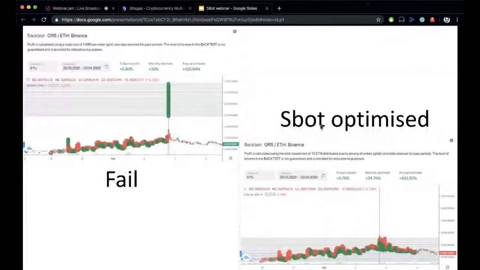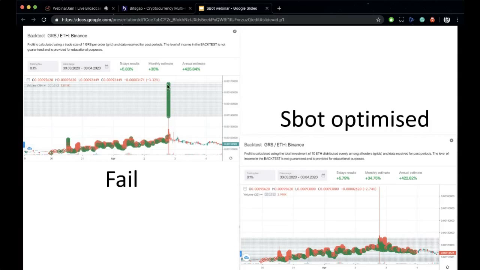So that's the idea. Another key feature of the SBot is that its algorithm is designed to avoid pumps and dumps. So here's an example of an unoptimized bot, the bot which doesn't have this feature of avoiding extreme volatility and extreme pumps. And you see that it's not optimal for pumps and dumps.